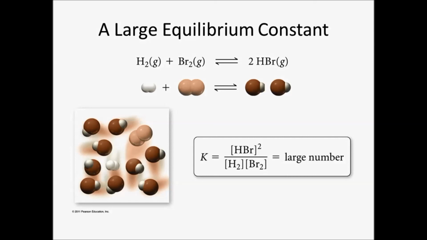Conversely, if the reaction goes largely to completion and the products are favored compared to the reactants, then as you can see from here, the product, the numerator, is much bigger than the denominator. So big number divided by small number gives me a large number, and the equilibrium constant will be much greater than 1.